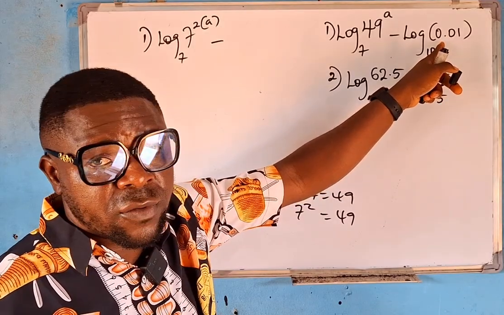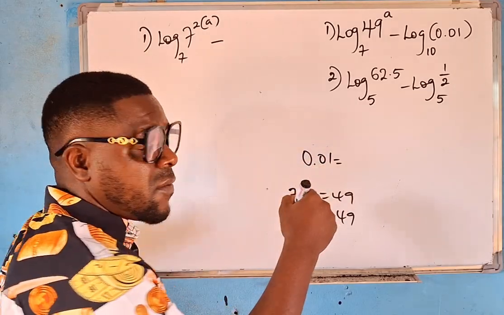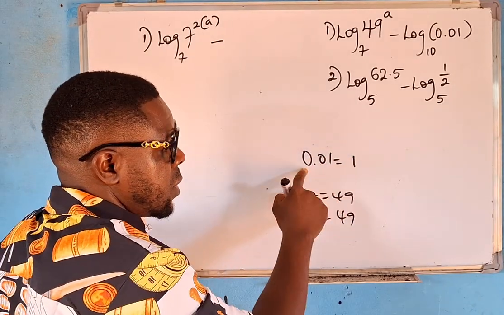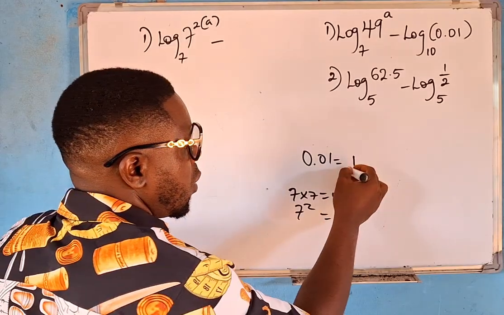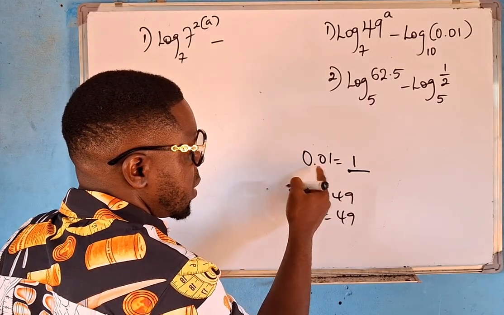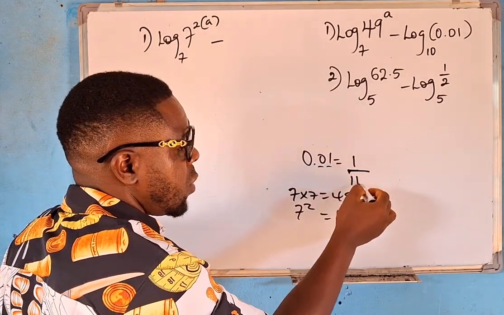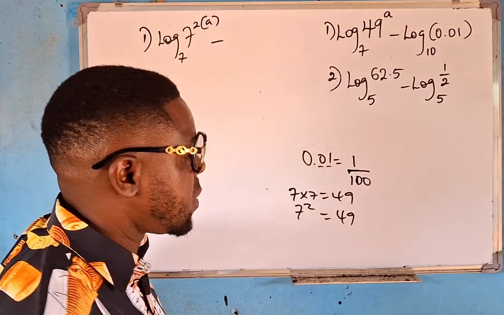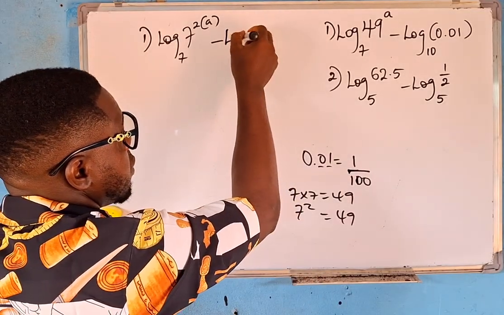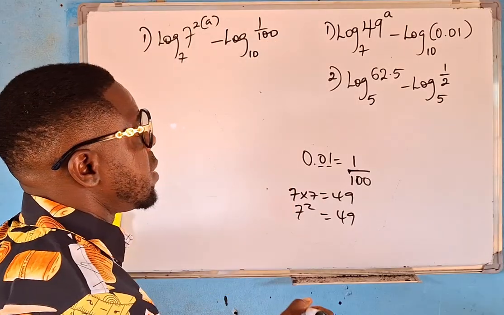So if I want to change the 0.01, the significant figure there is just 1. 0 is not significant because it is coming before 1. All over this decimal point becomes 1. How many decimal places do we have there? 1, 2. All over, I'll just put 2 zeros since we have 2 decimal places. So this will give us log 1 over 100 base 10.